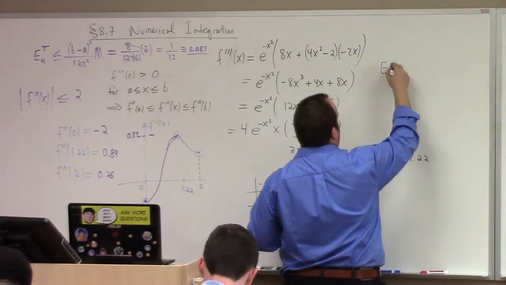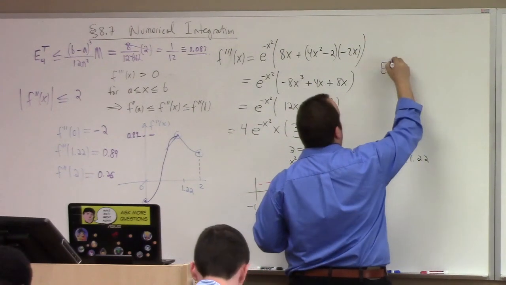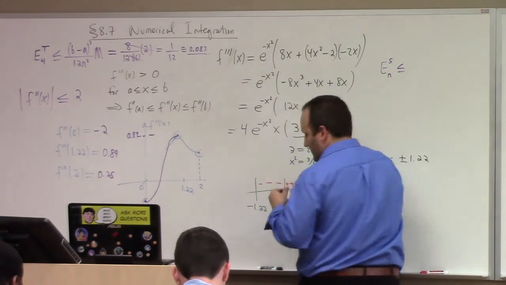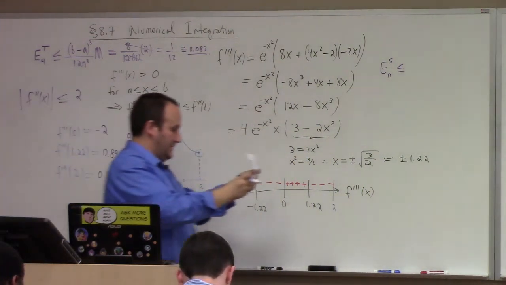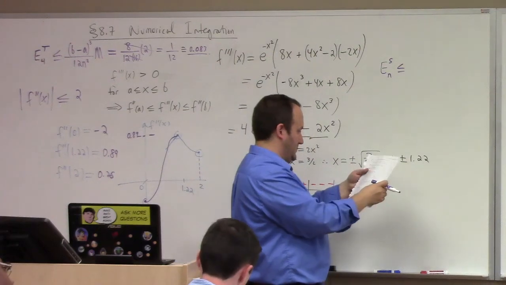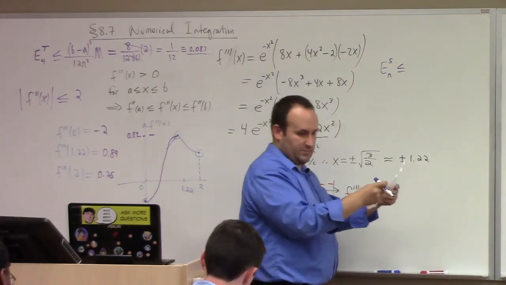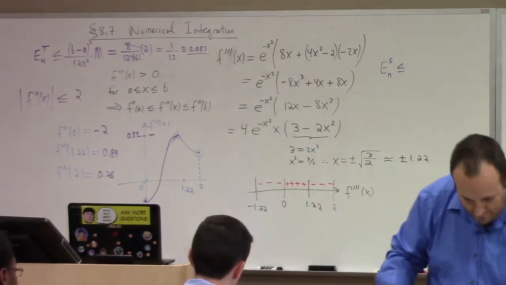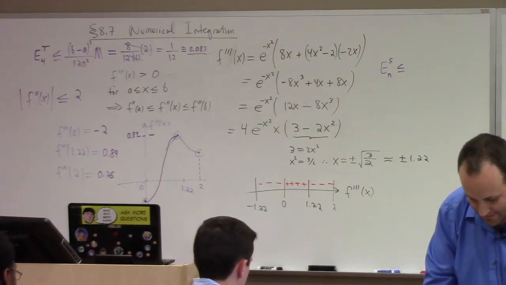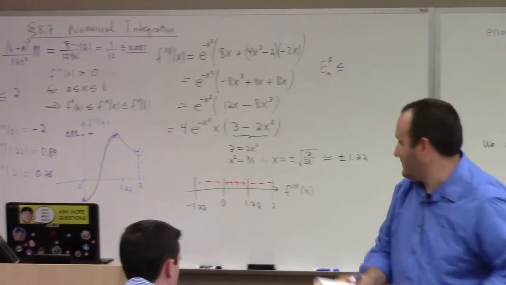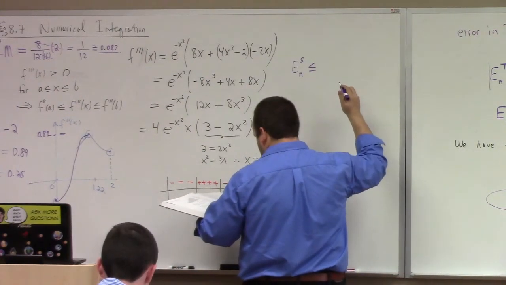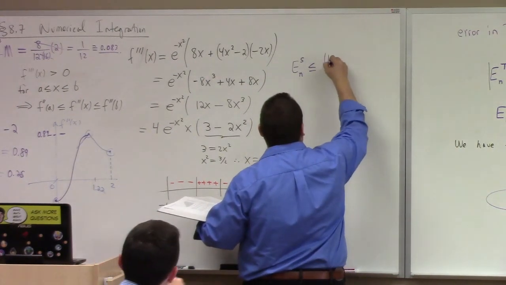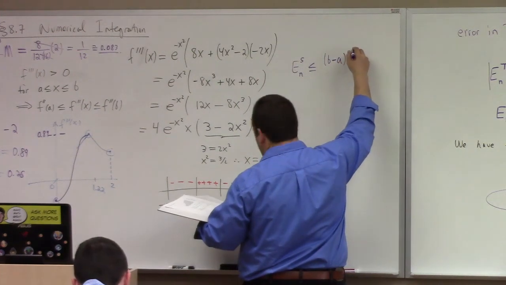The error in Simpson's rule, order n, is less than or equal to, check this out. Sorry for those of you who are waiting for me to tear it out. You've got to be careful. This is where I'll get confused.